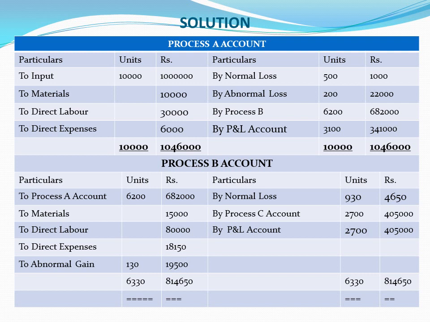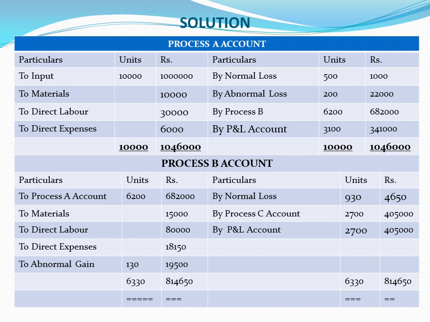Solutions. Here you see that in the process A account, on the debit side, units brought in are 10,000 units and the unit price is 100. Now it becomes 10 lakh rupees. To materials is given 10,000, to labor 30,000, to direct expenses 6,000. And on the credit side, by normal loss, as given, the normal loss is 5%. It becomes 500 units, and the normal loss is recovered at the rate of rupees 2 per unit. So, 500 into 2 is 1,000.